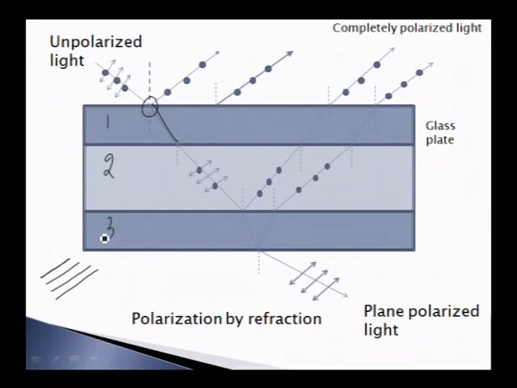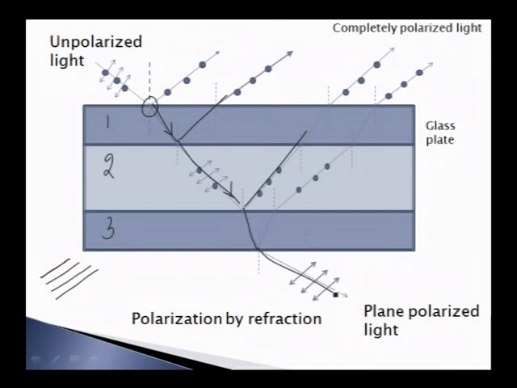Again, the refracted light from glass 1 acts as an incident light to glass 2, and the same phenomenon takes place. This light gets reflected and this light gets refracted. This refracted light again strikes glass number 3. The refracted light from glass number 2 acts as an incident ray to glass number 3. Then again reflection and refraction take place. This is the refracted light, and this comes away. So this is the emergent light.